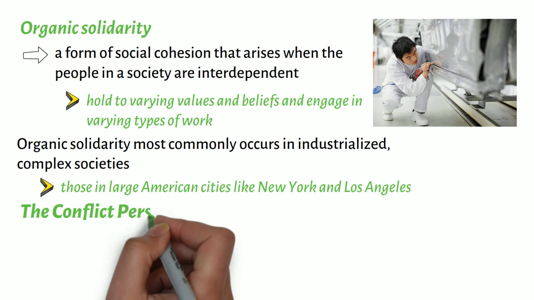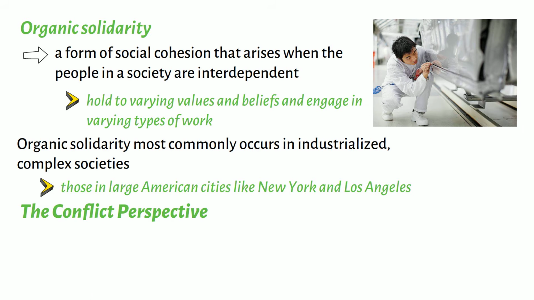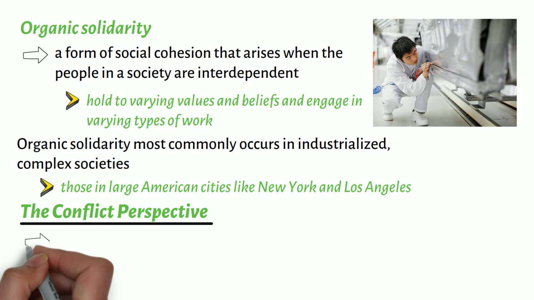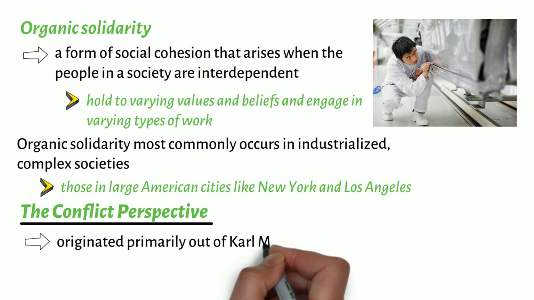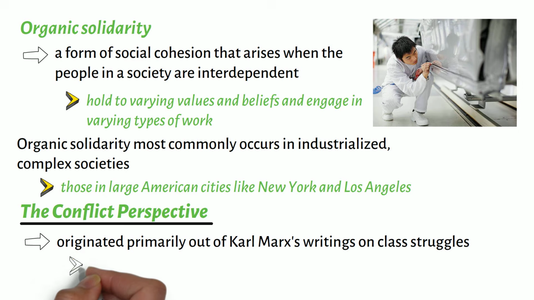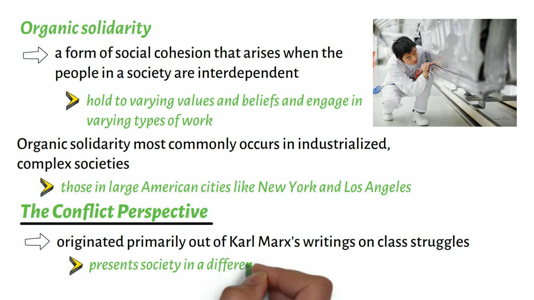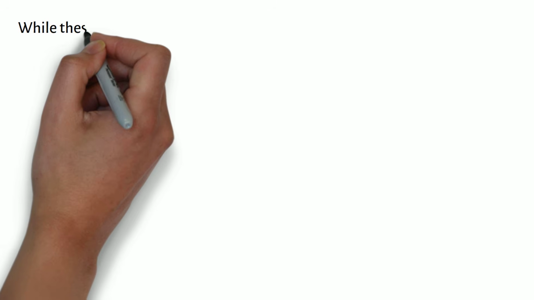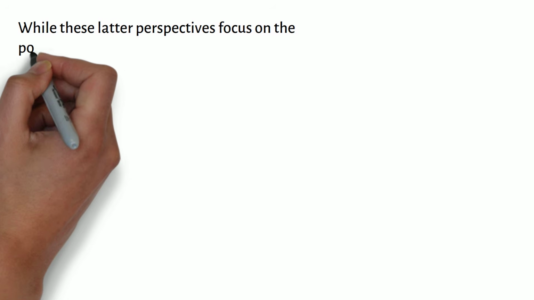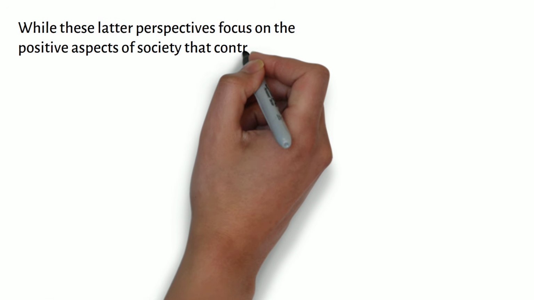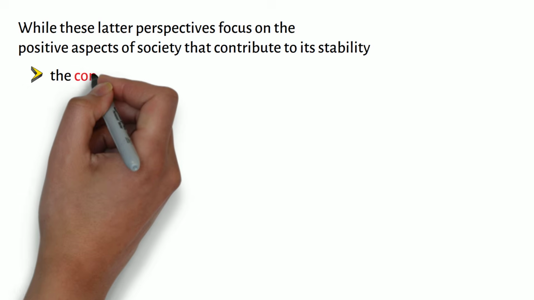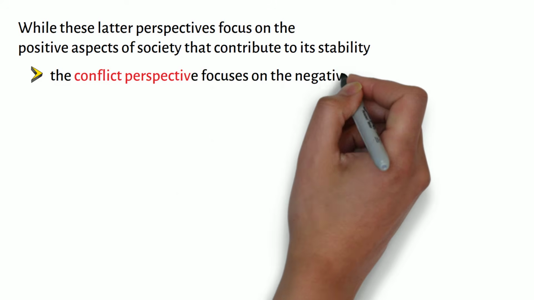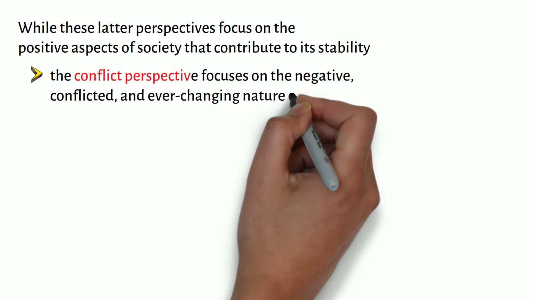The conflict perspective. The conflict perspective, which originated primarily out of Karl Marx's writings on class struggles, presents society in a different light than do the functionalist and symbolic interactionist perspectives. While these latter perspectives focus on the positive aspects of society that contribute to its stability, the conflict perspective focuses on the negative, conflicted, and ever-changing nature of society.